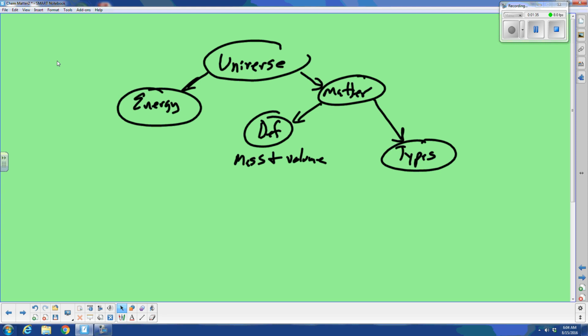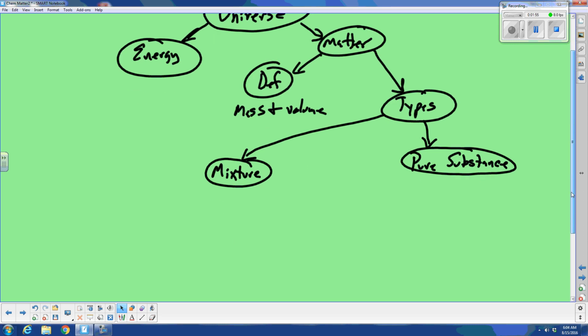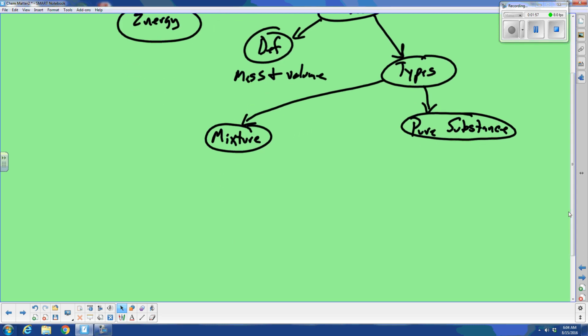So we know there are at least 2 types of matter, right? We just figured that out. There is something that is called a mixture, and there is something that is called a pure substance. And by now, you probably know with me that I really am a believer in definitions. If you can write down what something means, that means you probably know what it means. So here we go. Let's write down a definition of a mixture. So let's come over here. What is my definition of a mixture?